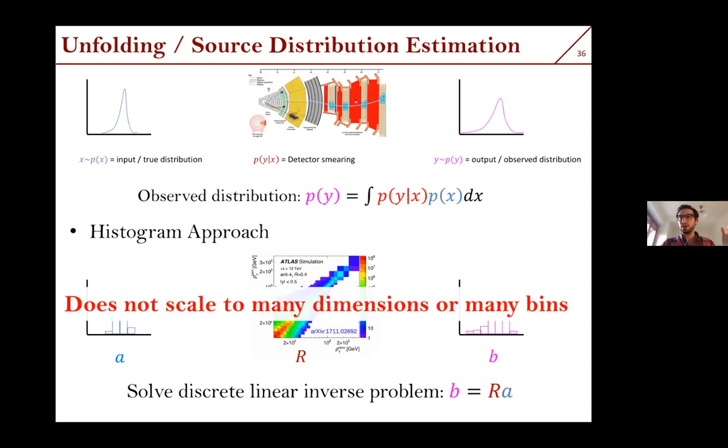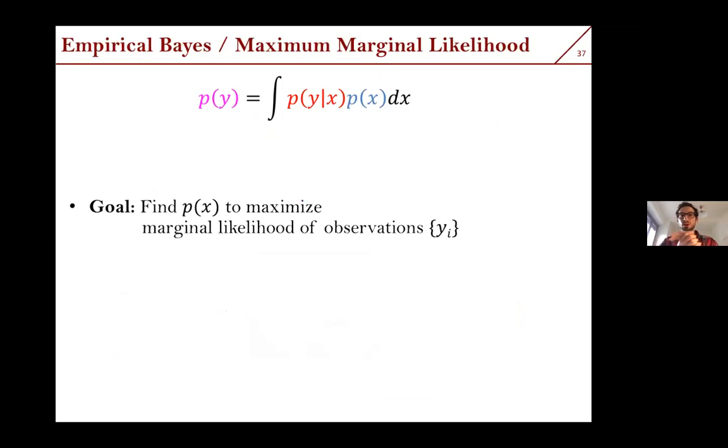Trying to populate a multidimensional histogram with sufficient statistics in the bins can take enormous amounts of data. It can grow exponentially. So this doesn't really scale to trying to do multidimensional unfolding with high resolution or anything like that. So what we instead want to focus on is, how can we do this continuously? How can we use generative models in this process? So we can focus on the goal here.